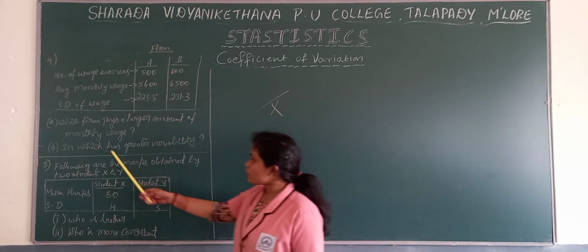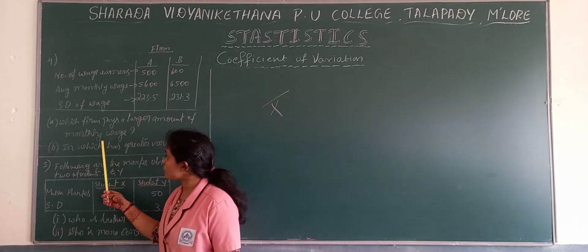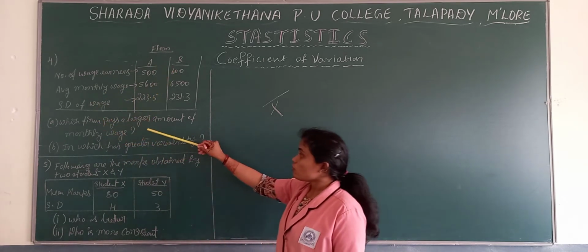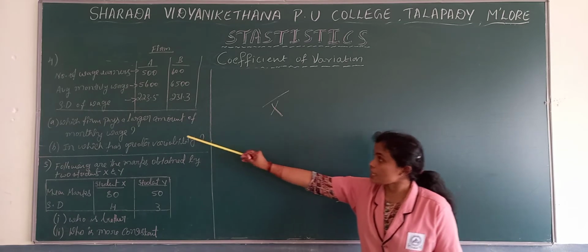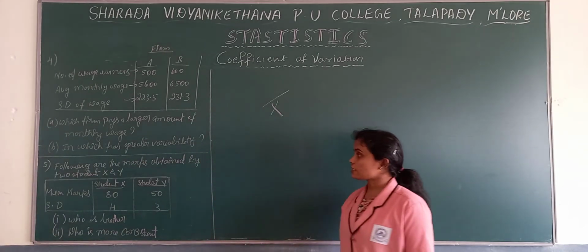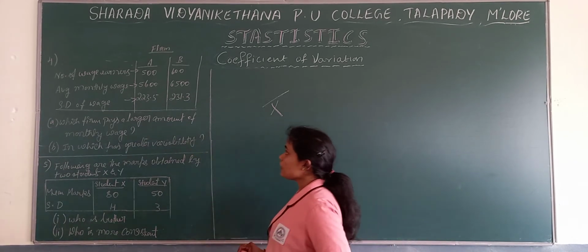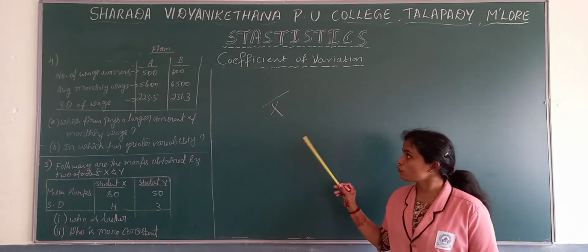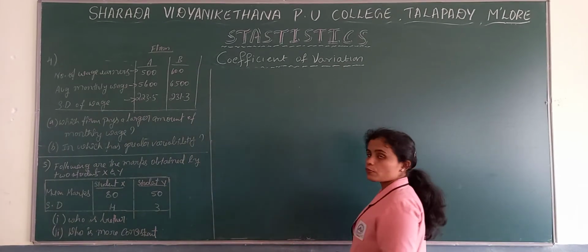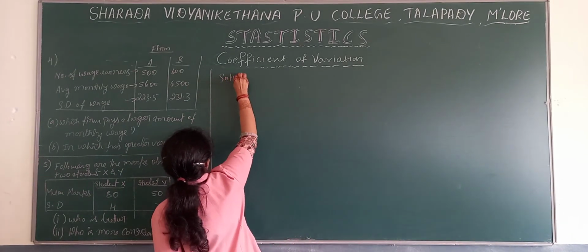If you observe the question here, which firm pays a larger amount of monthly wage? Which firm, A or B, will provide more wages or salary to the employees? Then the second question: which has greater variability? In order to see which has greater variability, we need to find their coefficient of variation. Firstly, we will write the given values provided in the problem. So, write the solution.